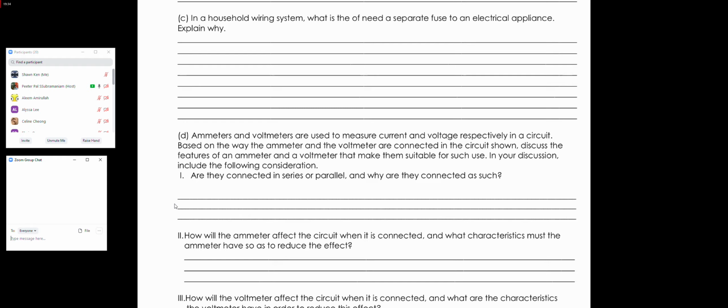Why there is a need of, not what, why? Why is there a need of a separate fuse for electrical appliances? Explain why. When we have a household electrical system, why do we need a separate fuse?